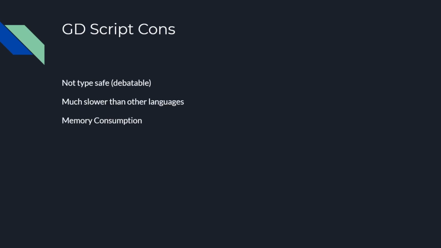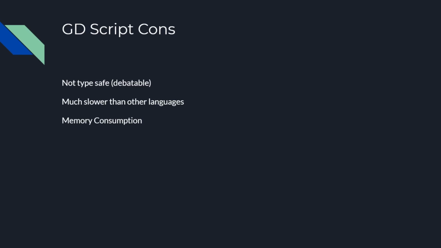But what are some of the cons here? Well, some of the cons is that it's not type safe. Now, there are ways to make it type safe. I'm not saying that you can't, but it's not designed from the ground up to be type safe. It's very slow compared to a lot of other languages, even Python, which is not a type safe language and is not compiled. It's actually slower than Python. And finally, memory consumption is a lot higher with GDScript. So that's just something to keep in mind.